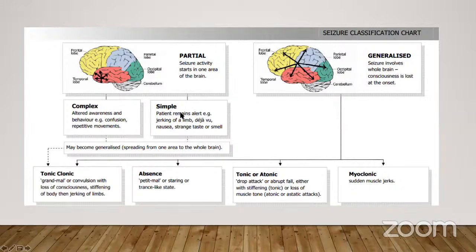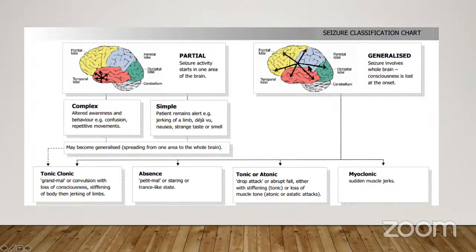In simple partial seizures, the characteristic thing is that the patient will remain alert, with no loss of consciousness, but sometimes can experience some aura like nausea and abnormal taste or smell. While in complex, there is altered consciousness and behavior like confusion and repetitive movement. And as we said, sometimes it can become generalized and spread over all areas of the brain, and this will present as a tonic-clonic. We will come to the tonic-clonic in one minute.